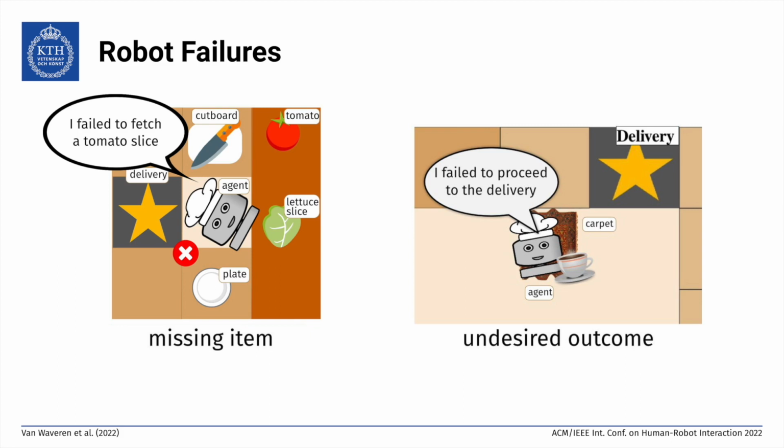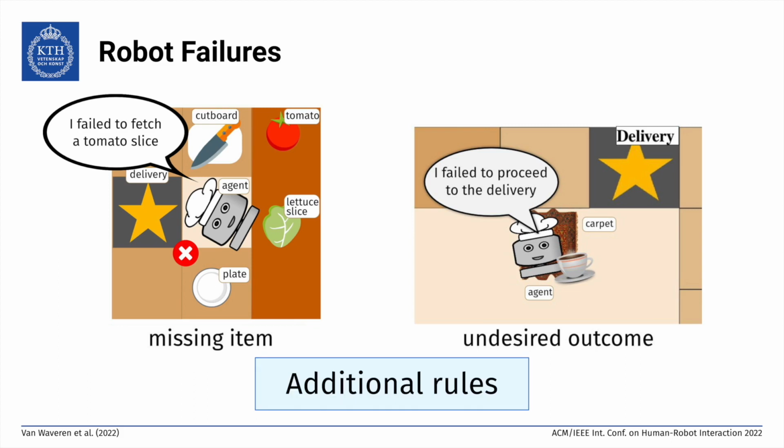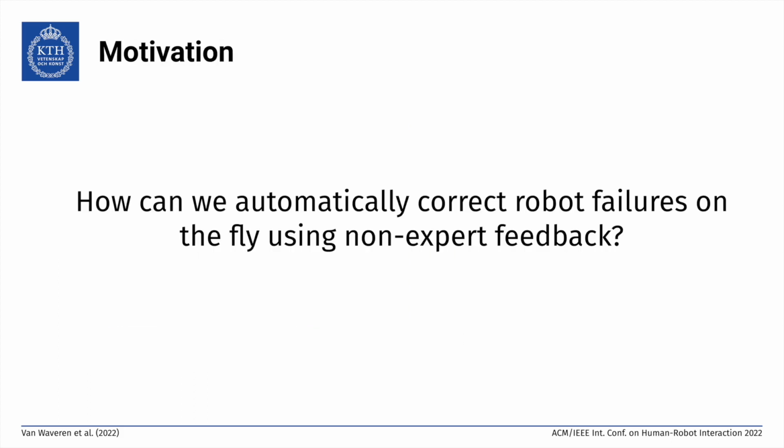Typically, such failures require costly expert intervention or substantial time or data to retrain a policy. Yet, certain failures, especially when they happen in everyday context, are also understandable by people who do not necessarily have robotics or programming experience. In such cases, these people or non-experts could provide additional rules to the robot that can help it prevent the failure on future occasions. We are motivated by the question, how can we automatically correct robot failures after deployment using non-expert feedback?